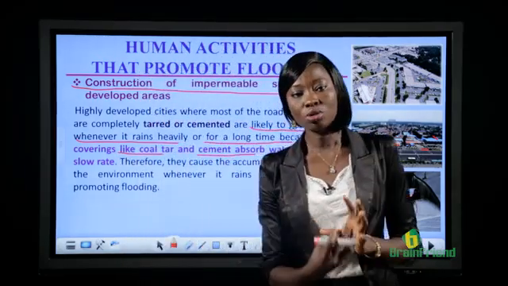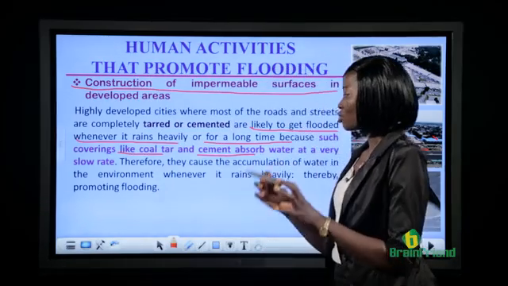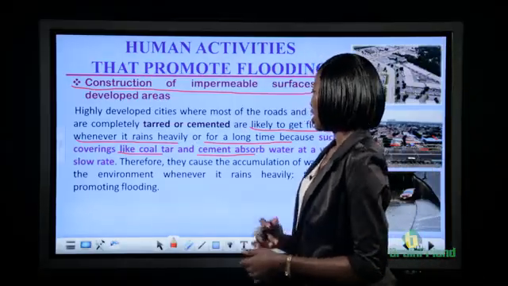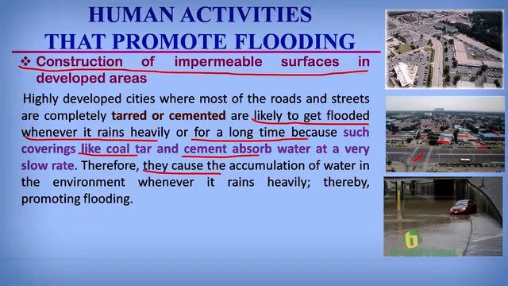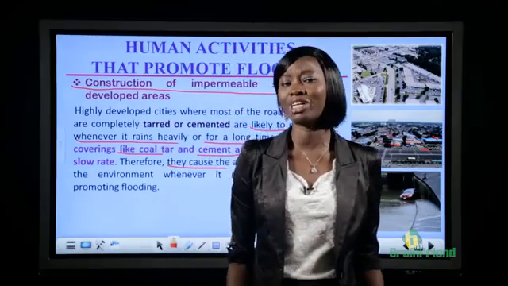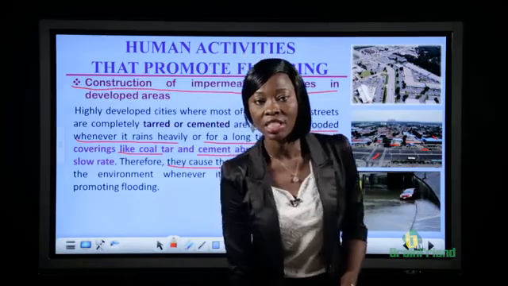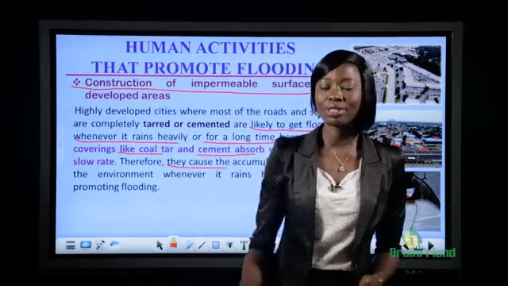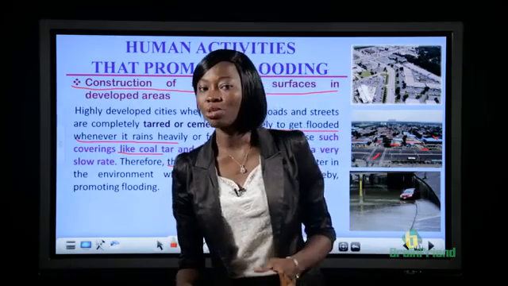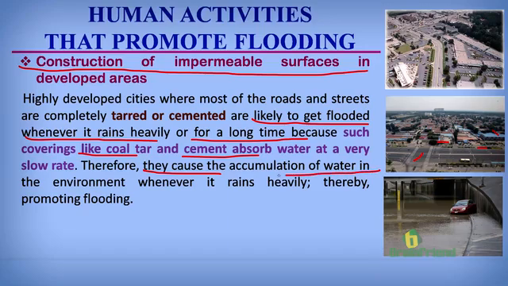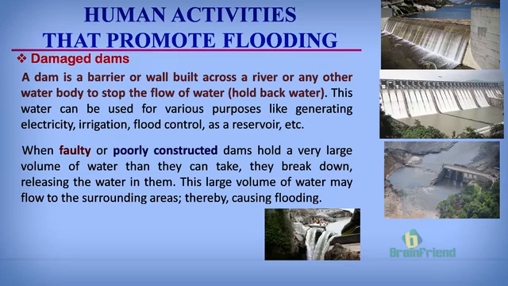So instead of the water being soaked up by the soil, it will take a long time for this water to pass through the cement or through the coal tar into the soil. Therefore, these could cause flooding because it will cause accumulation of water within an area. Just imagine if rain should fall in your room. What will happen? You have large amounts of water accumulating in your room because the surface of the soil in your room has been covered with cement or whatever material. These materials do not absorb water easily. They take a long time to absorb water. So water could accumulate in such areas and promote flooding in that kind of area.